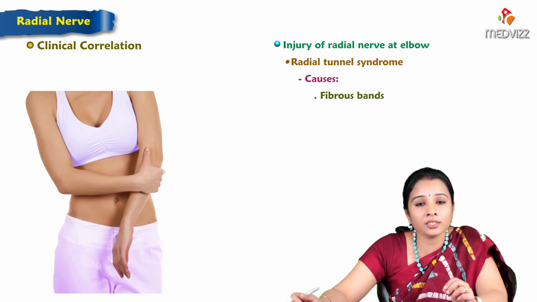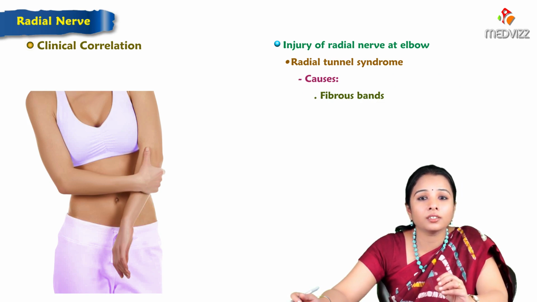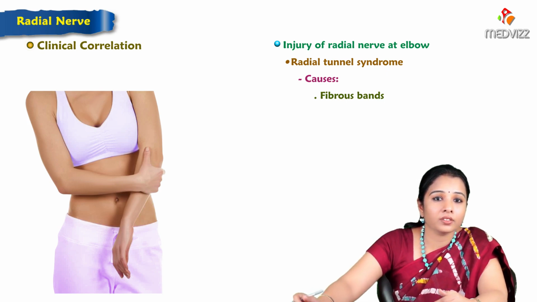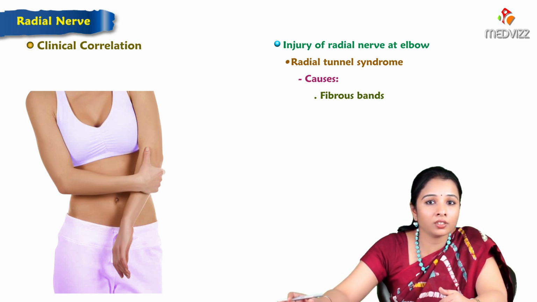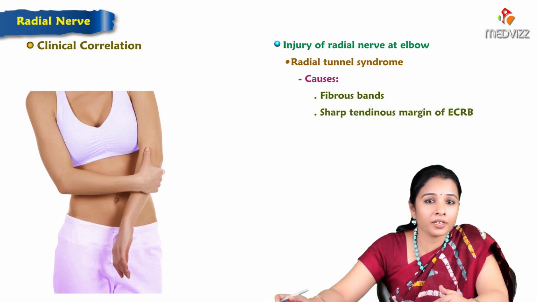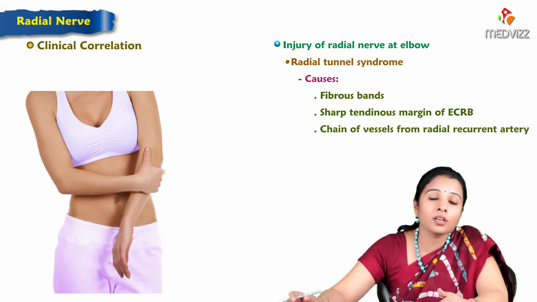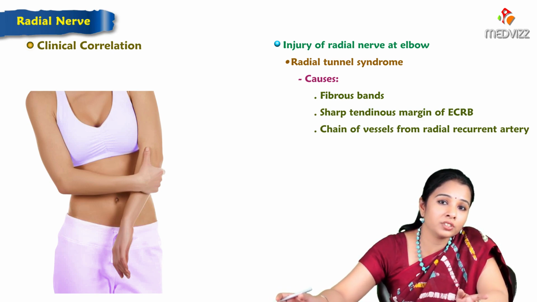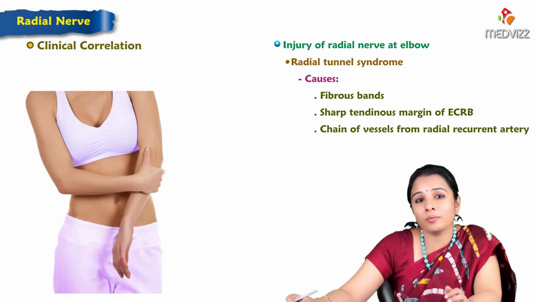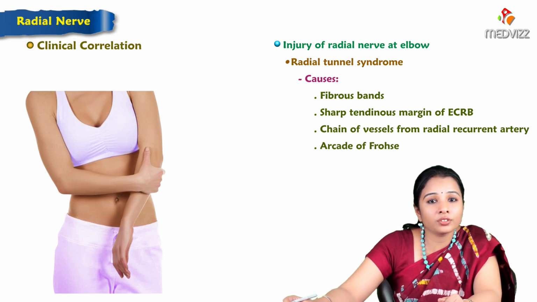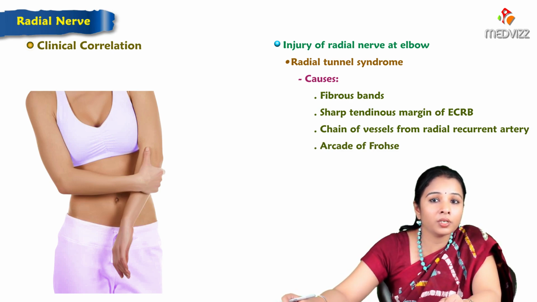One is the fibrous bands which can tether the radial nerve to the radiohumeral joint. Sometimes they can compress the radial nerve. Next are the sharp tendinous margins of extensor carpi radialis brevis, which may also cause compression of the radial nerve. Then the chain of vessels from the radial recurrent artery. If there is a hemangioma or abnormal chain of vessels of the radial recurrent artery, it may cause compression of the radial nerve. And the arcade of Frohse, which is the fibroaponeurotic proximal edge of the superficial part of the supinator muscle.